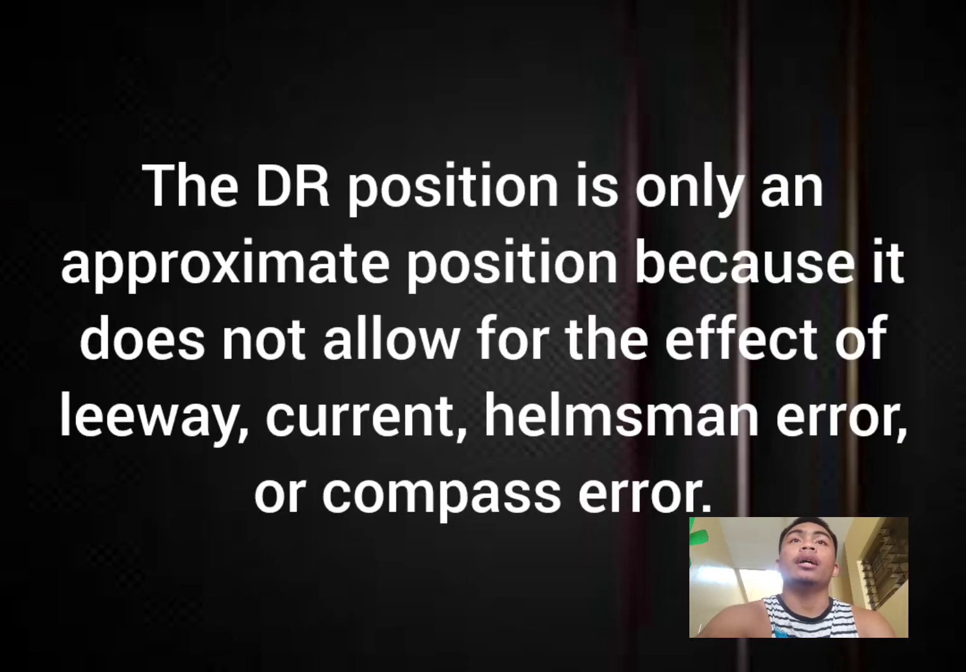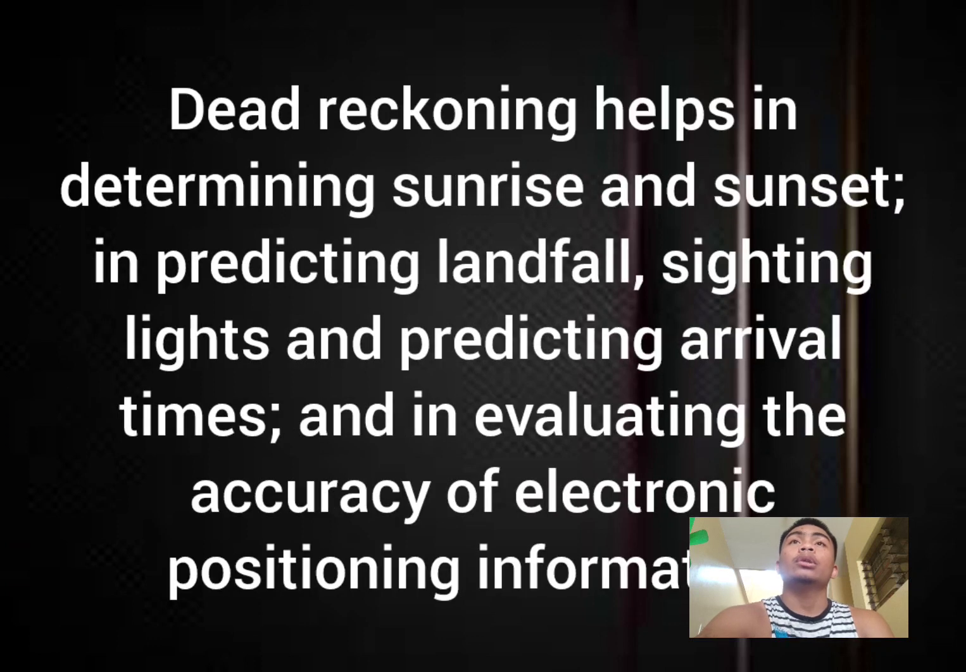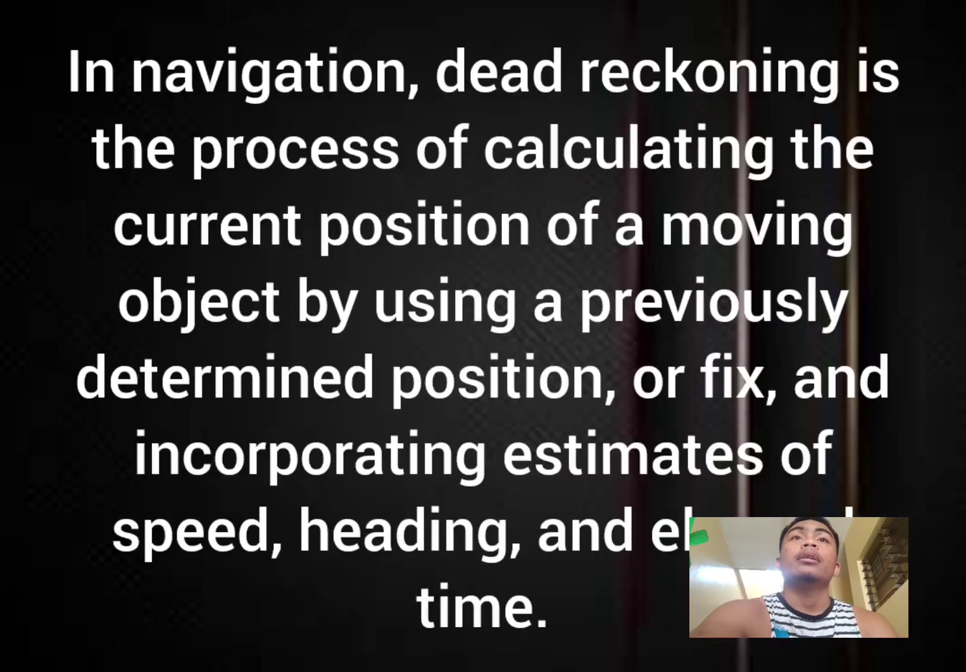The DR position is only an approximate position because it does not allow for the effect of leeway, current, helmsman error, or compass error. So the use of dead reckoning is to help determine sunrise and sunset, in predicting landfall, sighting lights, and predicting arrival times, and in evaluating the accuracy of electronic positioning information. So I have learned that dead reckoning in navigation is the process of calculating the current position of a moving object by using a previously determined position, or fix, and incorporating estimates of speed, heading, and elapsed time.